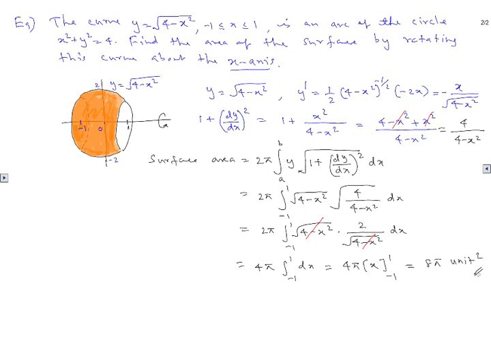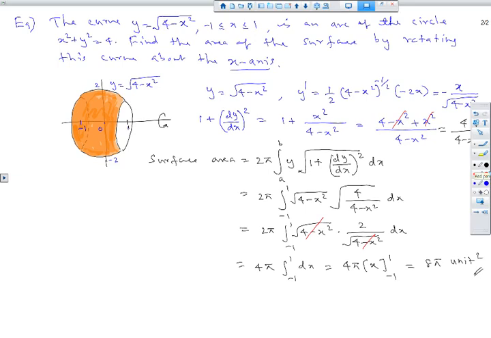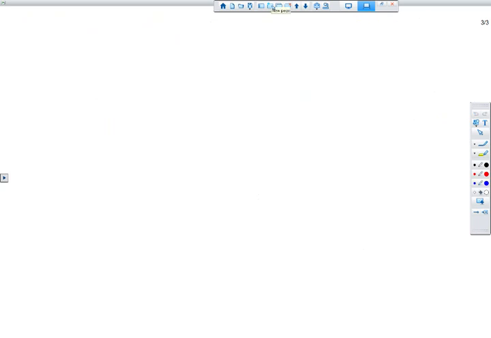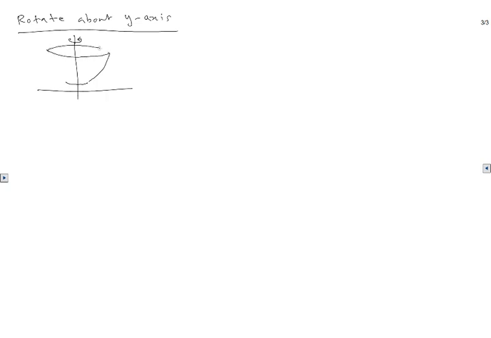Here we rotated about the x-axis. Let's try a problem where we rotate about the y-axis. What's going to happen when you rotate about the y-axis? You have to change the equation as well. So let's say we rotate about the y-axis. You have a curve, and we rotate it about the y-axis, and it's going to generate a surface like that.